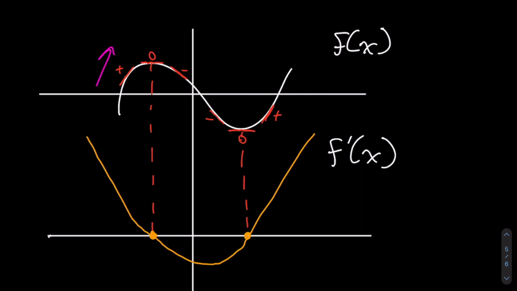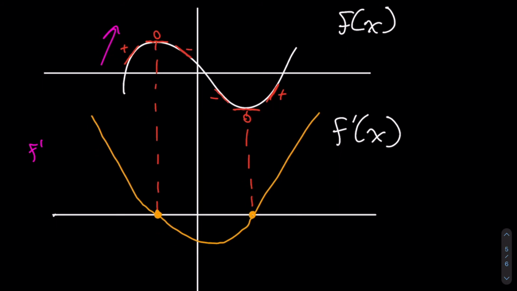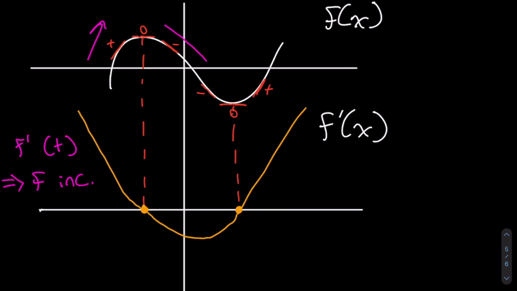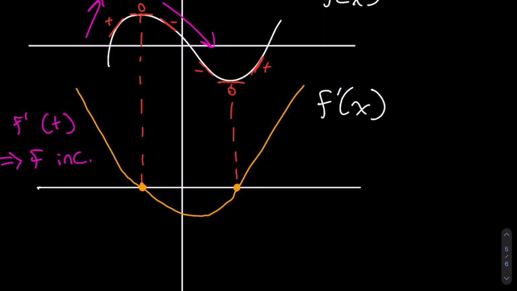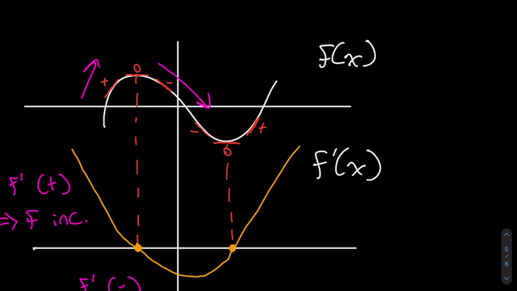On this side of f at x, the function is increasing. It has a positive slope, it's going up. This corresponds to the derivative being positive. So if f prime is positive, that means that f is increasing. Similarly, if f at x is going down, then the slope is negative. So f at x is decreasing when f prime is negative. So when f prime is below 0, it's negative, then f is decreasing.